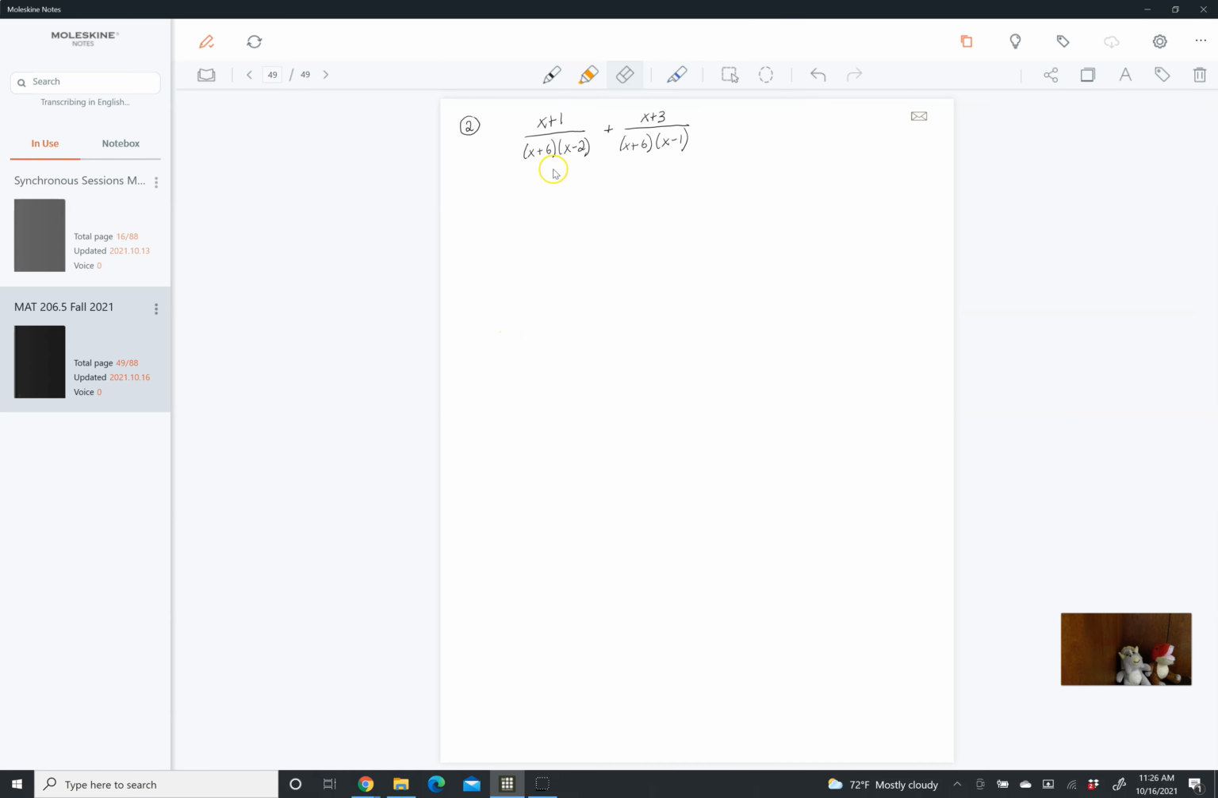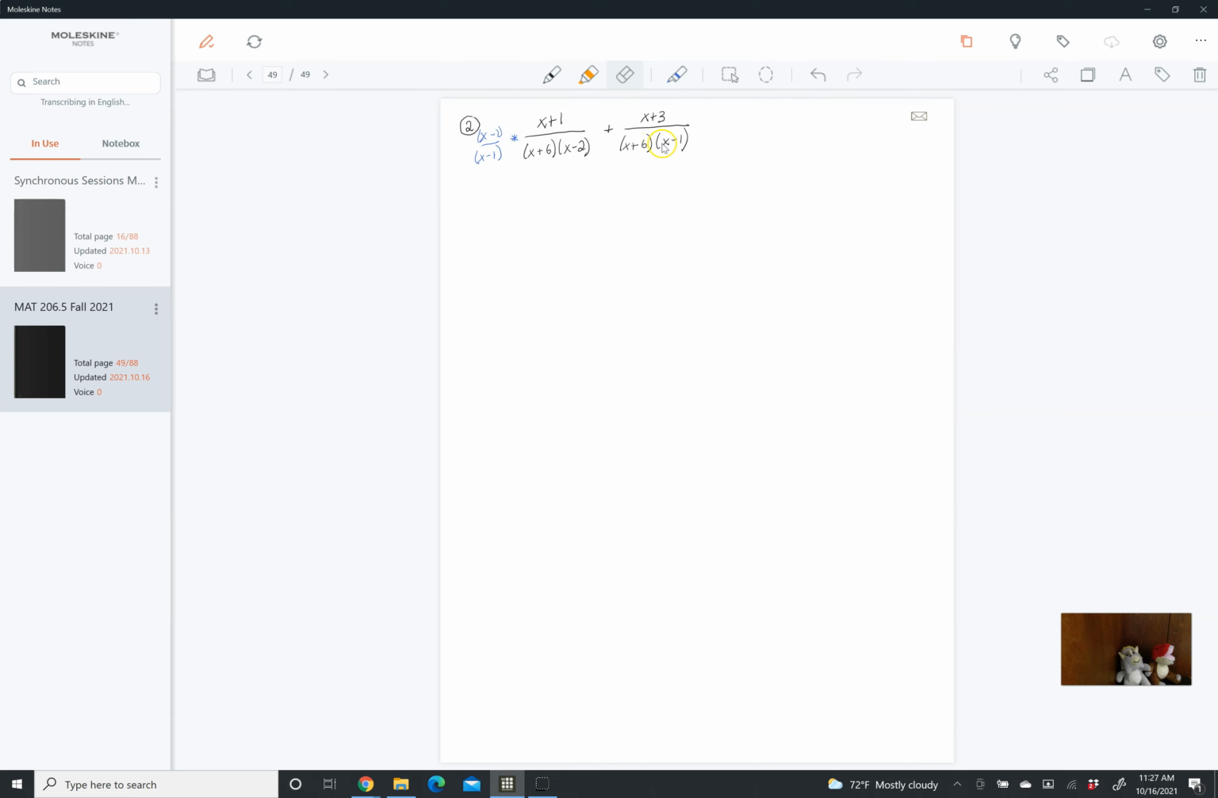For each of these expressions, we're going to say, what does the other denominator have that this one doesn't? Well, the other denominator has an x plus 6, but this one already has an x plus 6. So we don't need to worry about that. The other denominator has an x minus 1. This one doesn't. So that's what we're multiplying by. So we're going to multiply this first fraction by x minus 1 over x minus 1, because the other denominator has an x minus 1.